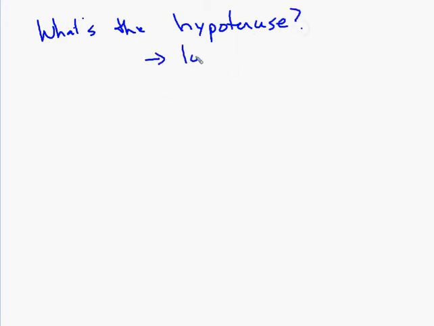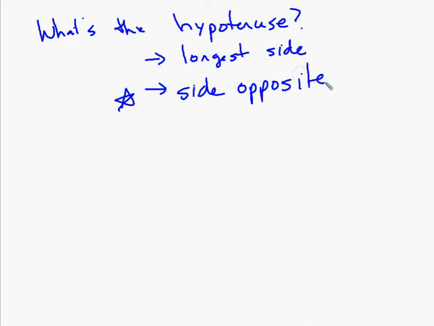So the other class, actually geometry, just asked this question, well, what's the hypotenuse? What is that? Well, in a right triangle, that is the longest side, so you can think of it like that. It is the longest side. But better is the side opposite the right angle. That's what the hypotenuse is.